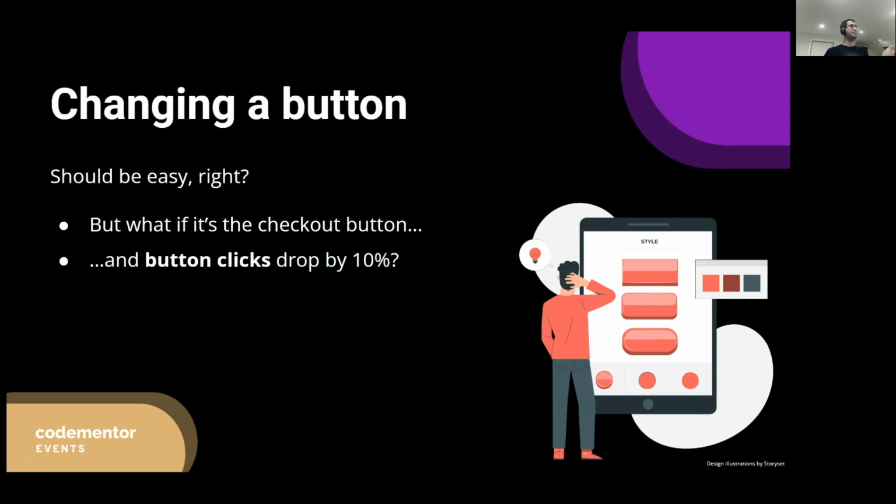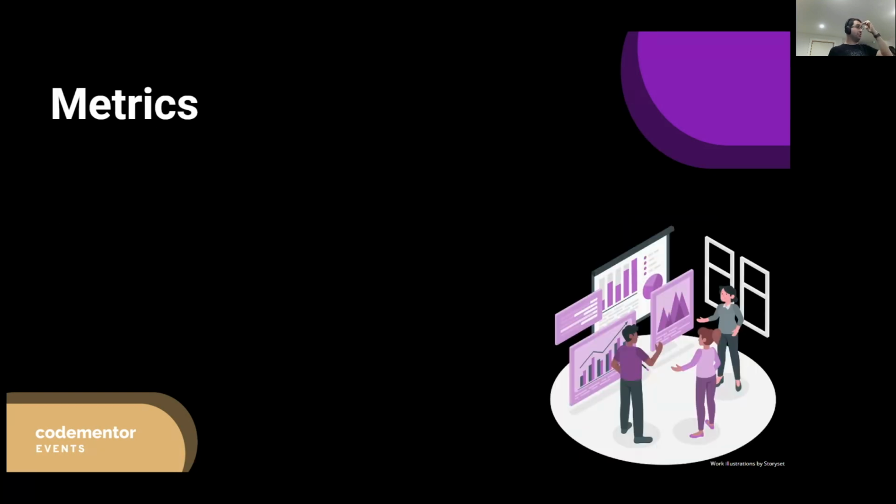But what does 10% mean? What do button clicks mean? Does it mean that fewer users are buying? Are our sales dropping by 10%, for example? That would be a disaster for any company. So we need to have metrics in mind anytime we make changes to our products.